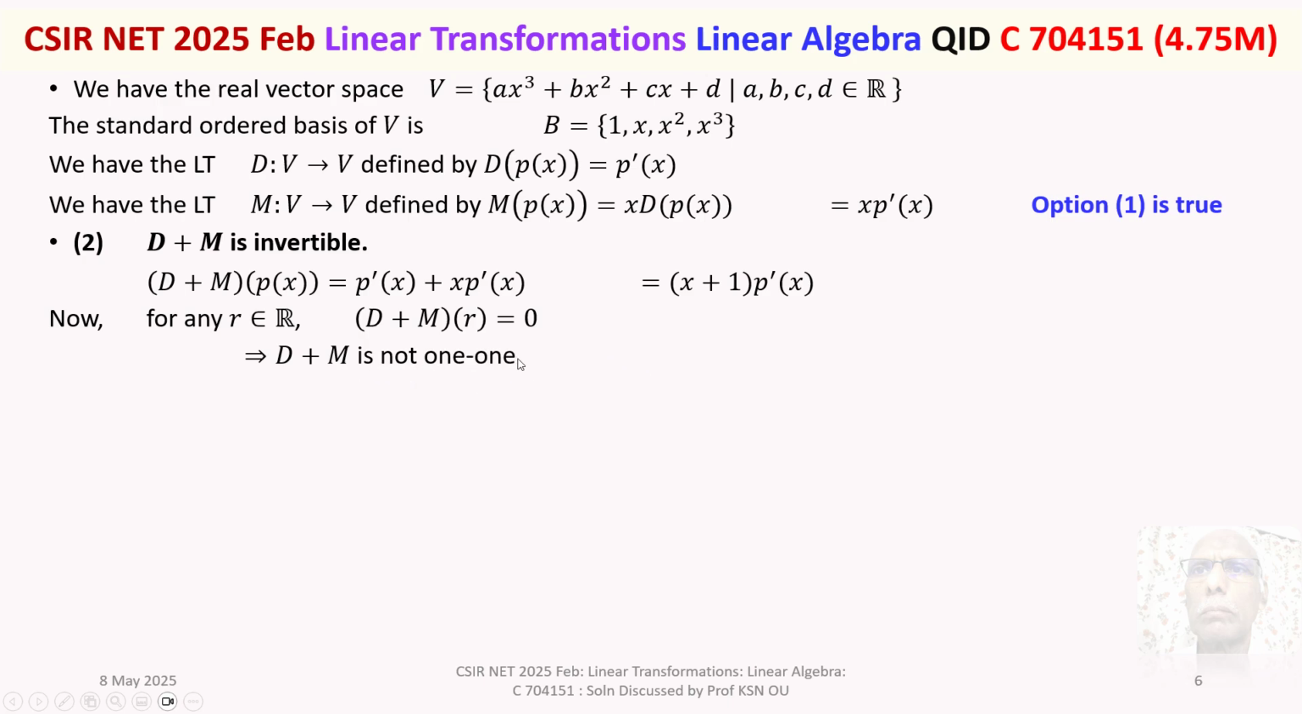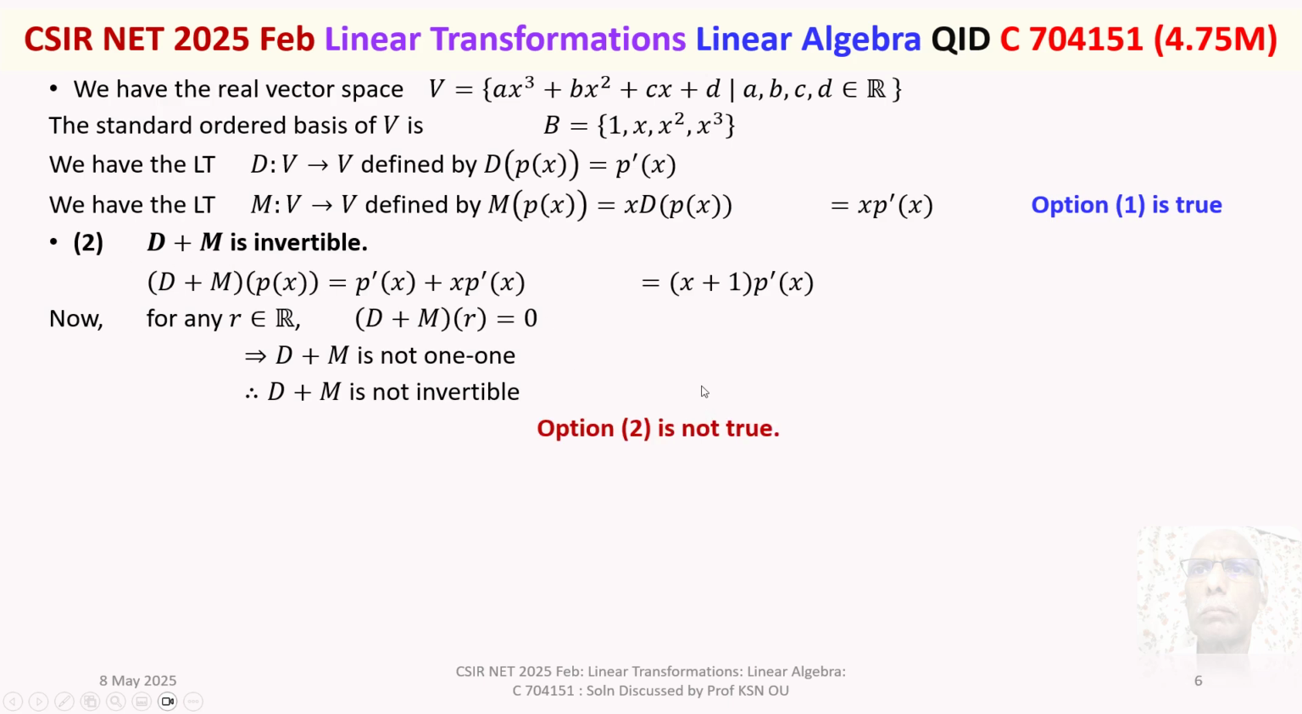When it is not 1 to 1, it is not invertible. Who are the invertible operators? Linear transformations which are both 1 to 1 and onto. But it is not 1 to 1. So, therefore, this D plus M is not invertible, and thereby option 2 is not true.